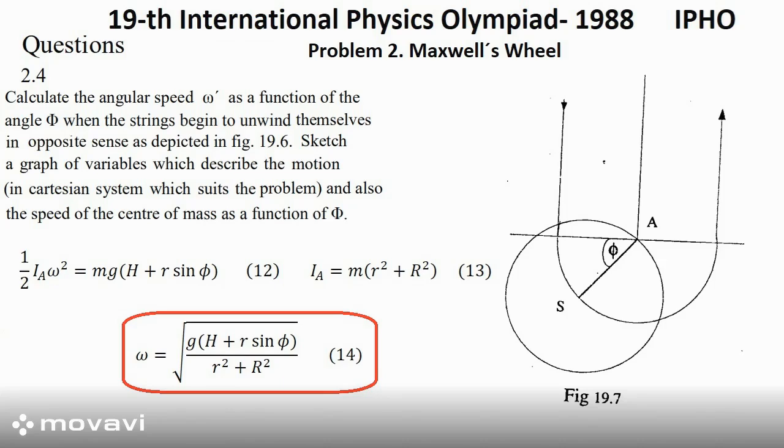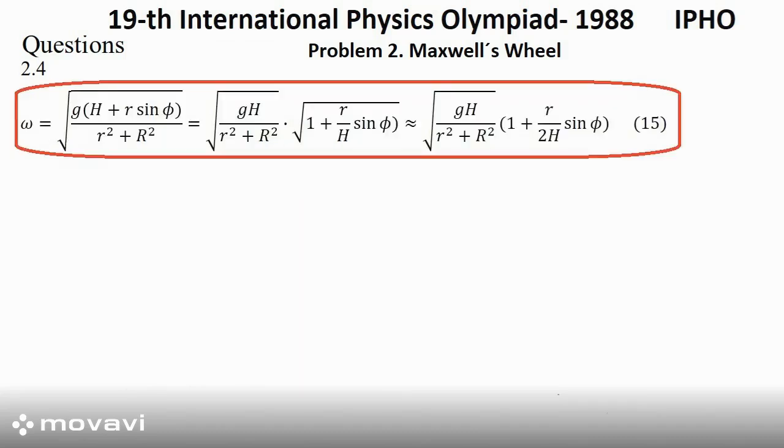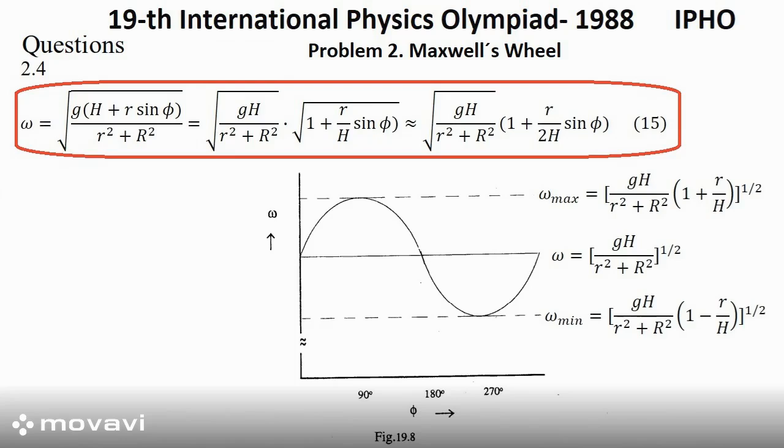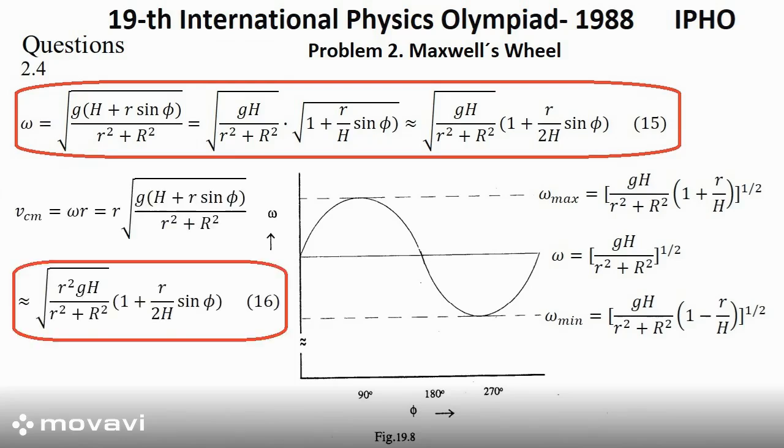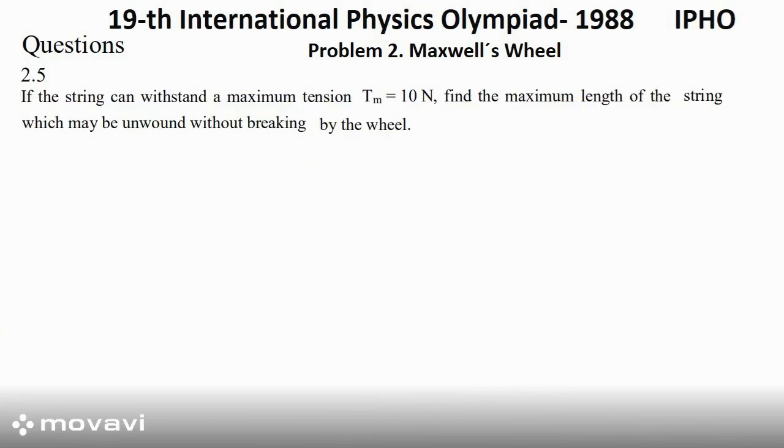To plot the angular velocity omega versus angle phi, note that r is much smaller than the height h. Thus, formula 14 with a known approximation is transformed into 15, which is a shifted sinusoid. Figure 19.8. The velocity of the center of mass is calculated accordingly by the formula r times omega, which leads to formula 16. This was the solution to question 4.